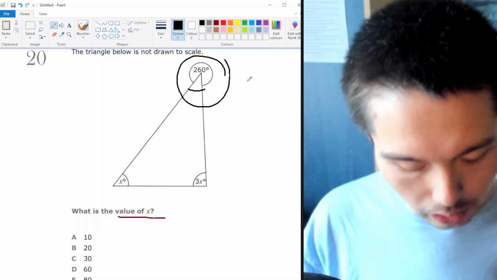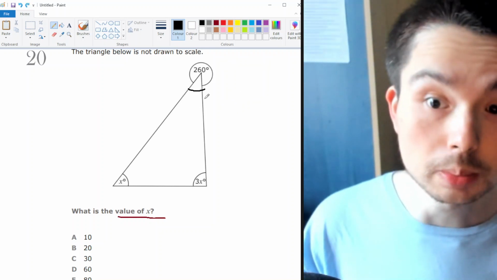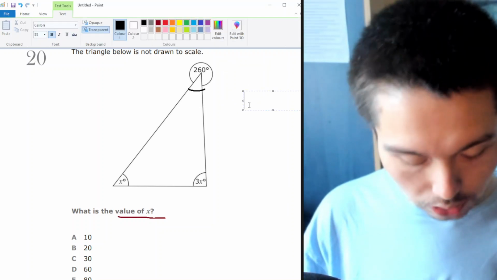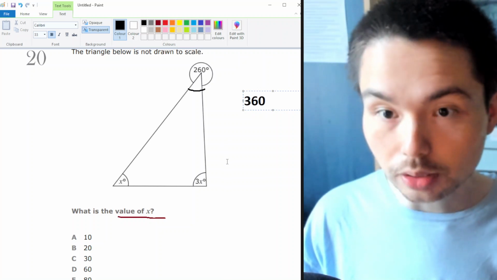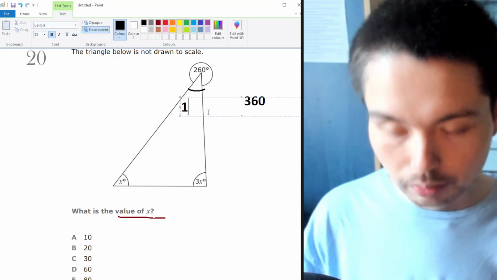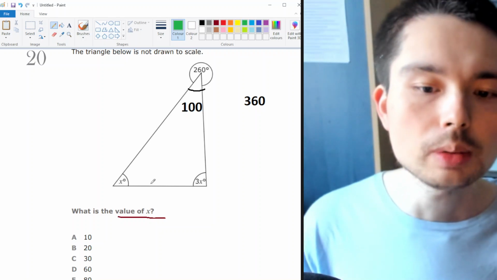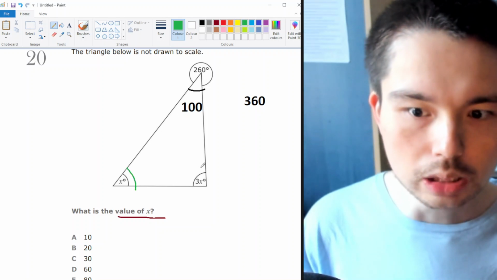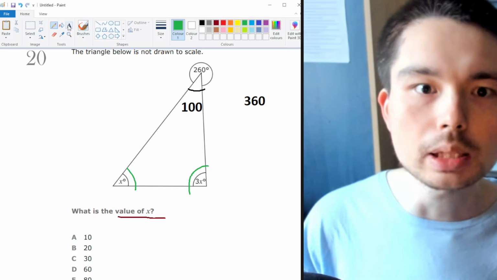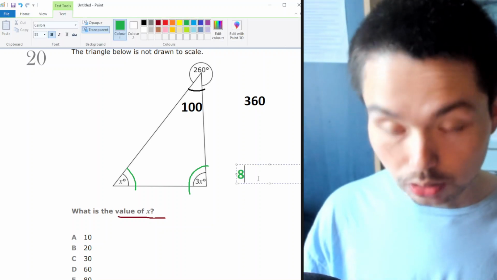What's the first thing we need to know? Angles around a full point turn, they add up to 360. So what are we saying? This bit is equal to 100. Put that underneath. Now, in a triangle, the angles add up to 180. So 100 plus what equals 180? So that will be 80. Put it here.